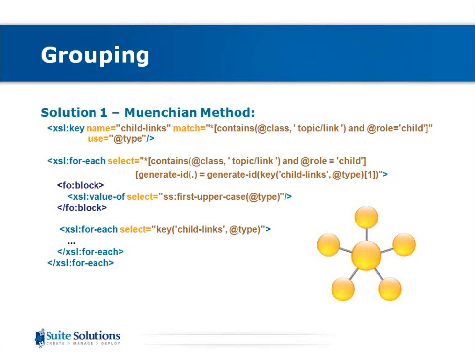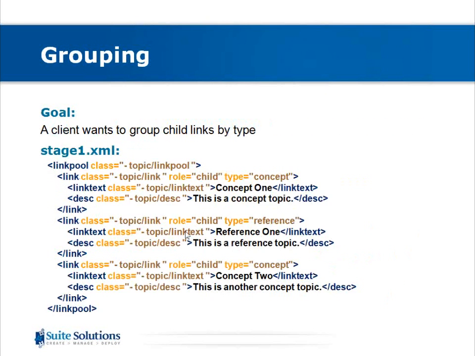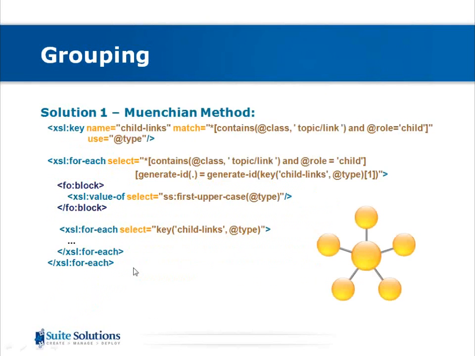What we do here is we define, again, a key whose name is child links, and we want that to match any element whose class attribute contains the text topic/link, i.e. it is a link, and its role attribute is equal to child. So in the XML that we're looking at here, that's going to match these 3 link elements because they all have a role of child. And we are going to key those by their type attribute. We're going to use as the key the type attribute of each link, whether that be reference, concept, or task. That's the key that we create.